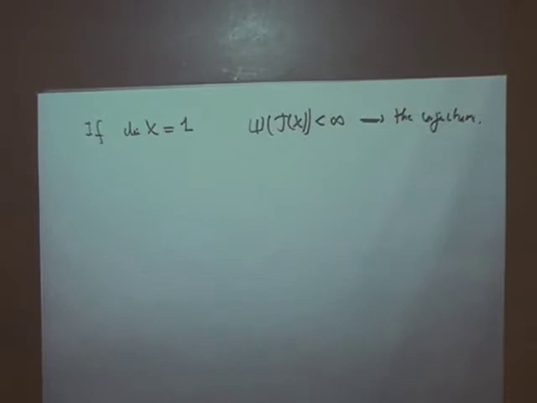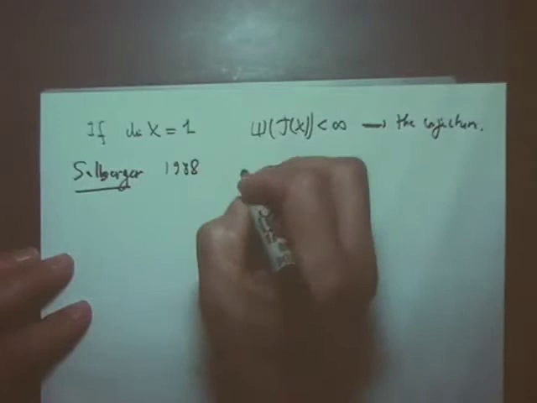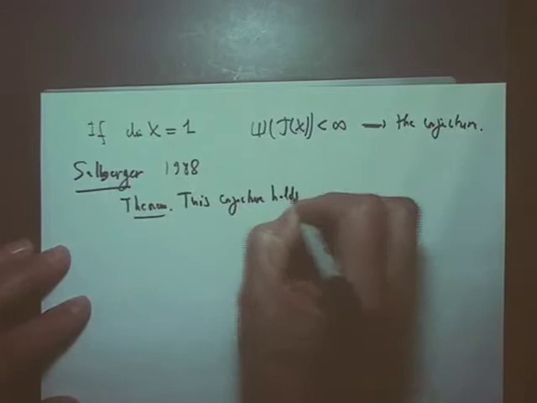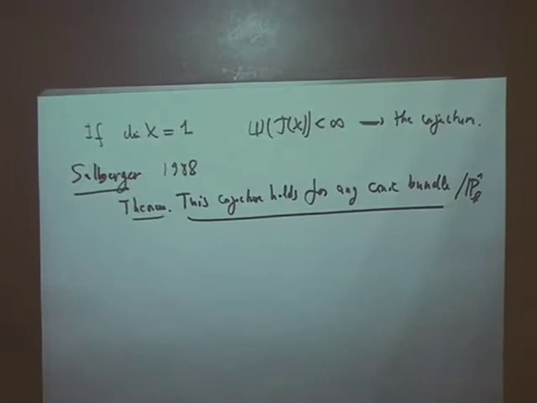But then Salberger had a very nice idea, one of many, and in 1988 he proved that this conjecture holds for any conic bundle over P^1_K. So you have a surface which is fibered over P^1_K, and the fibers are conics, then that's a theorem.